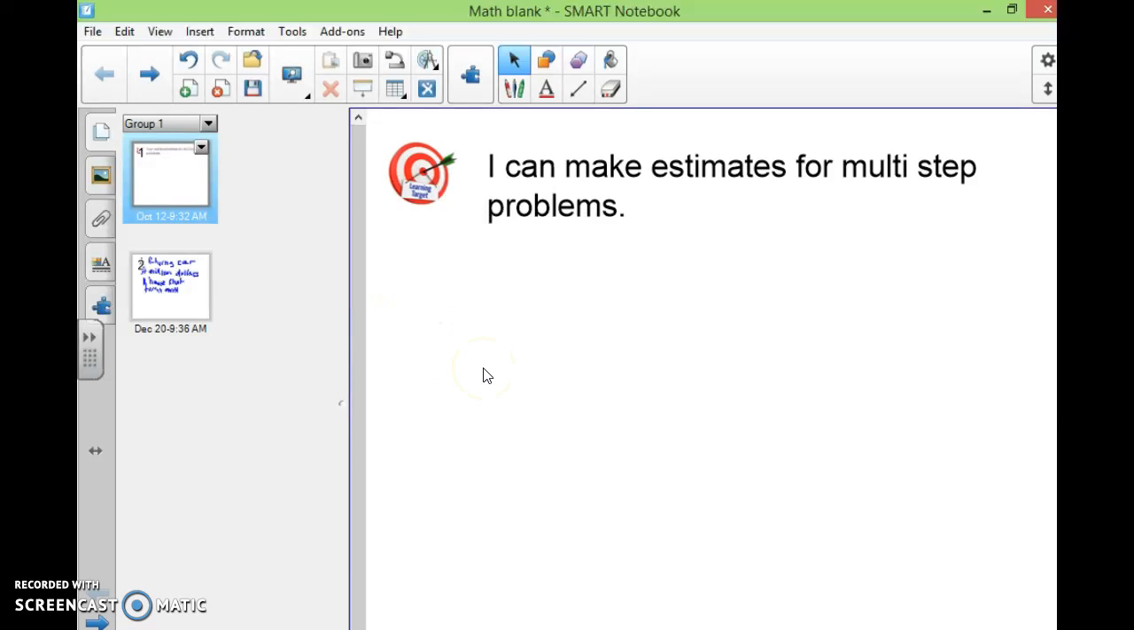Mr. Schnick here too. We are going to work on making estimates for multi-step problems.